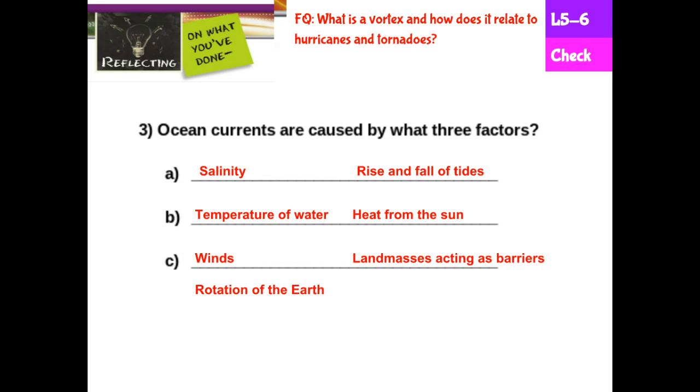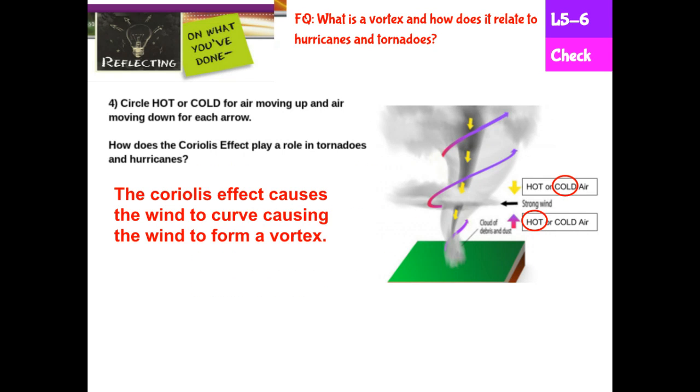And then ocean currents are caused by what factors? Salinity, which is the amount of salt in the ocean, the temperature of the water, and then surface winds. Talking about a vortex, the Coriolis effect causes the wind to curve, and the cold air goes down and the hot air goes up.